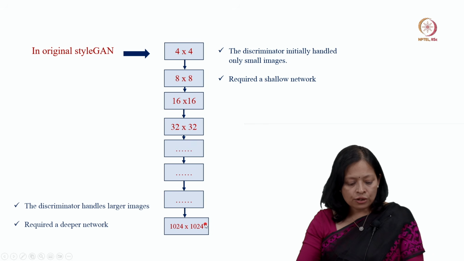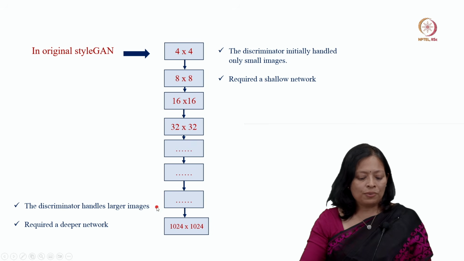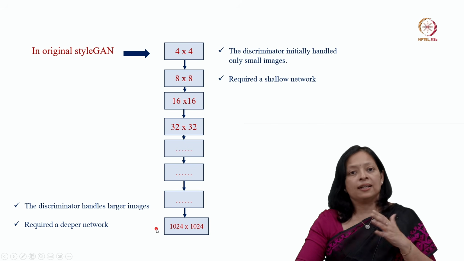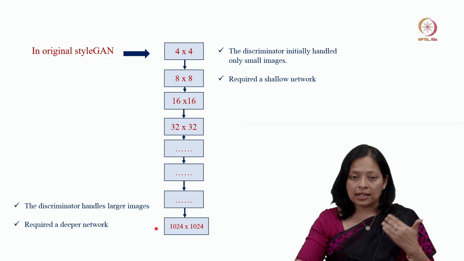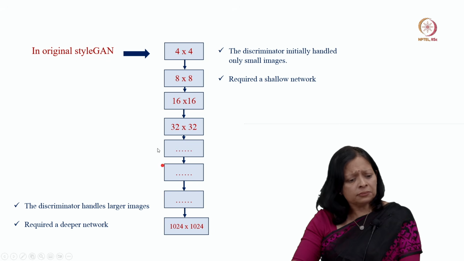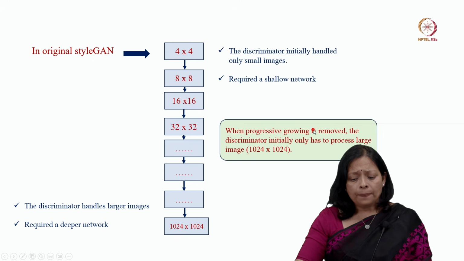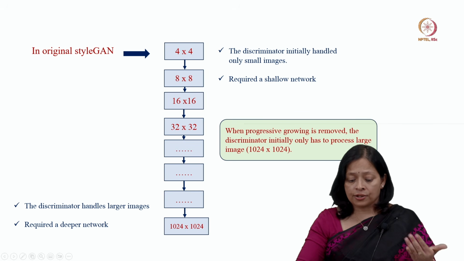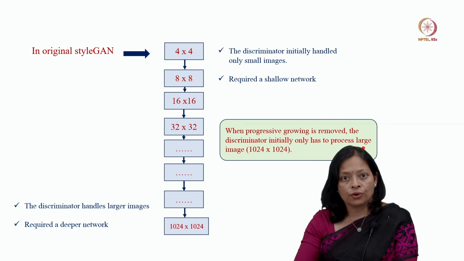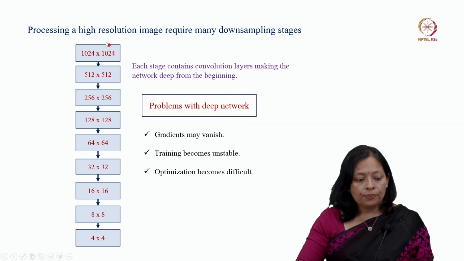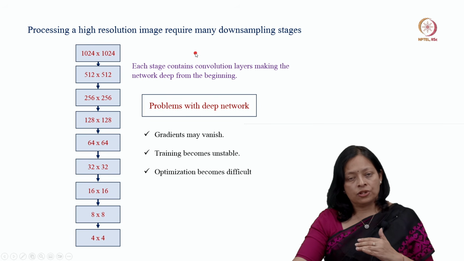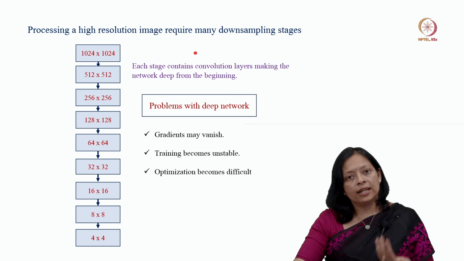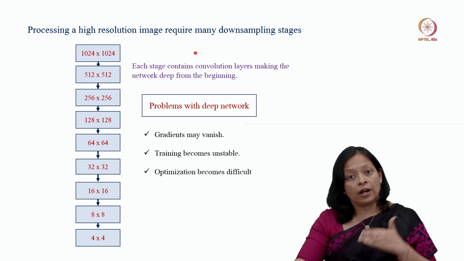When it comes to 1024x1024, or maybe a layer above that, the discriminator at these positions handles larger images, and it requires a deeper network. That was in original StyleGAN. So when progressive growing is removed, the discriminator from the initial step itself has to process the large 1024x1024 image. Processing this large image requires a lot of downsampling. Why does it require a lot of downsampling? What is the function of the discriminator?